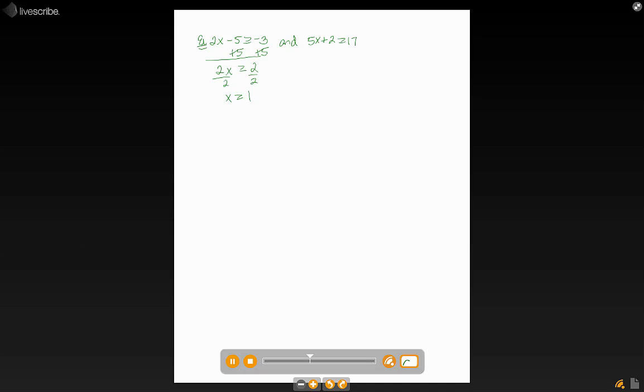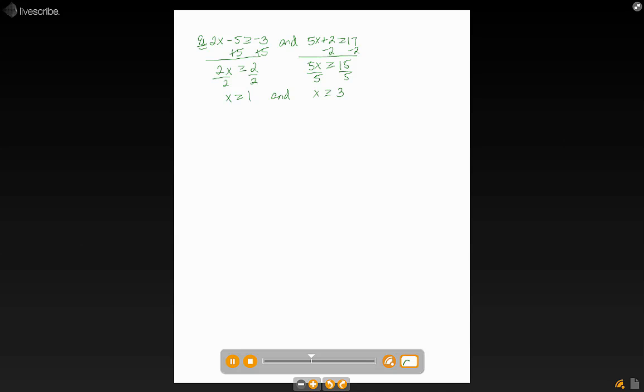And let's look at the second inequality. How do I solve it? Subtract 2 from both sides. You get 5x greater than or equal to 15. Dividing by 5, x is greater than or equal to 3. Oh, snap. And there's an and.